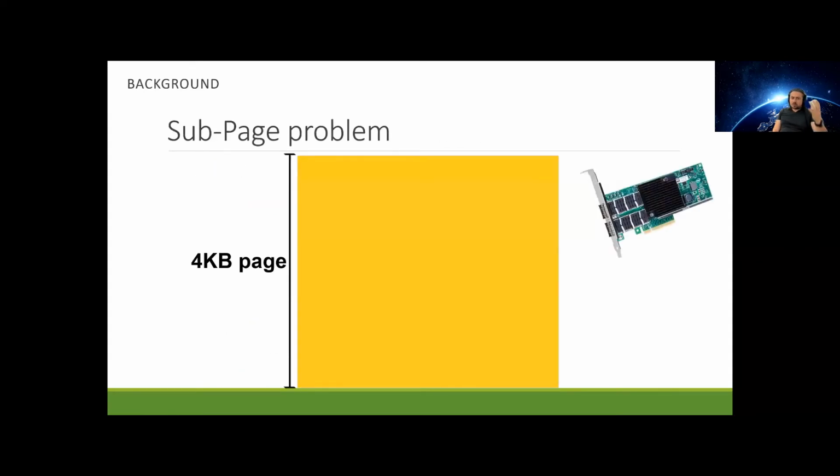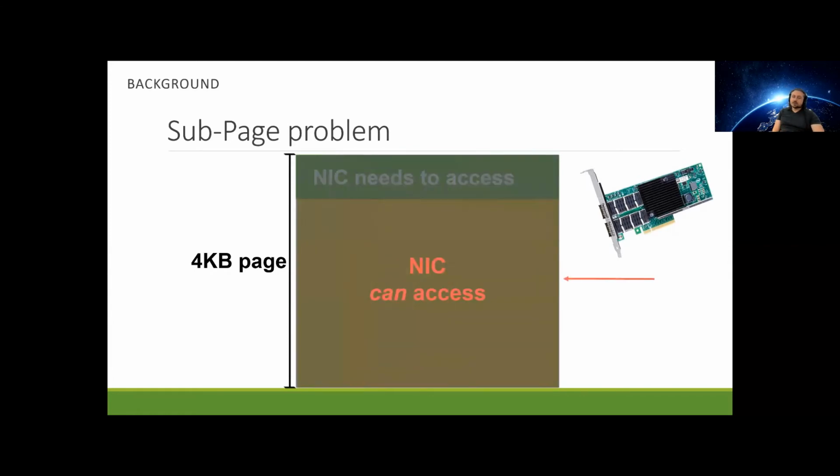Now, the problem is something called a subpage vulnerability. In the case of IO, many packets are much smaller than a whole page. It can be an ARP packet, an ICMP, DHCP, any control packet. And in this case, only a small chunk of the page is actually used. But when mapping it, the whole 4K is exposed to the device.